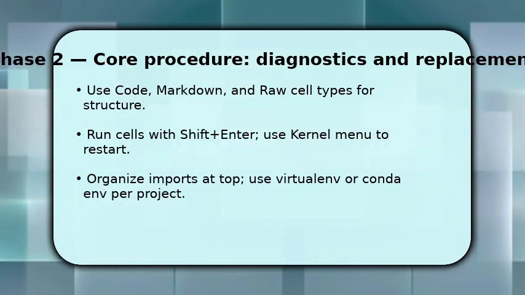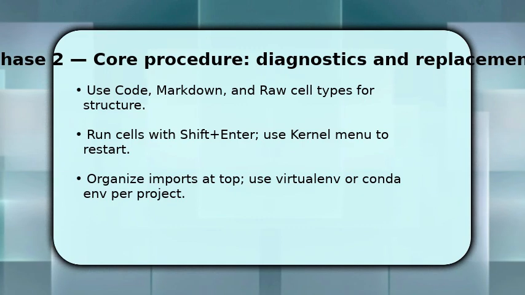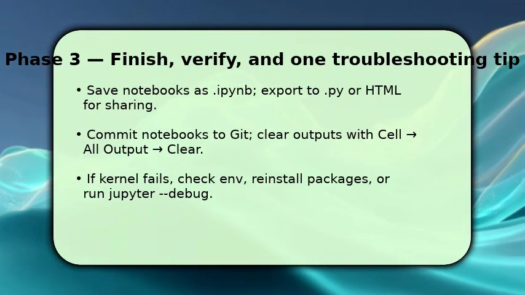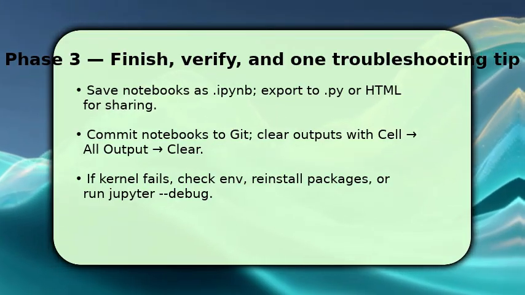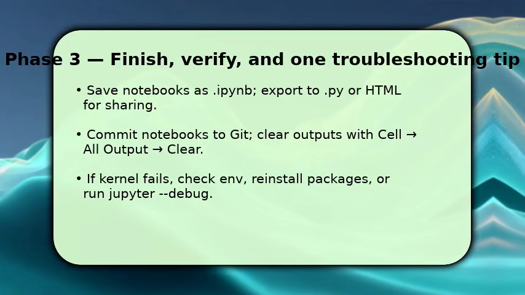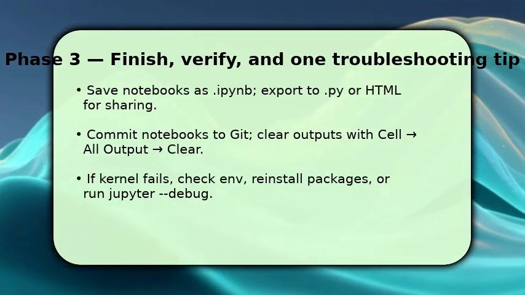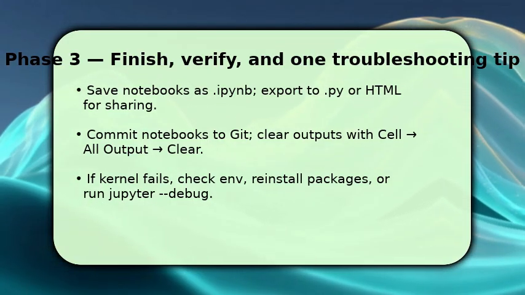You wrap up by saving and exporting. Use File, then Download as, to create .py or HTML, and commit the .ipynb to version control after clearing outputs to reduce diff noise. When sharing, include environment files so others can replicate your setup.